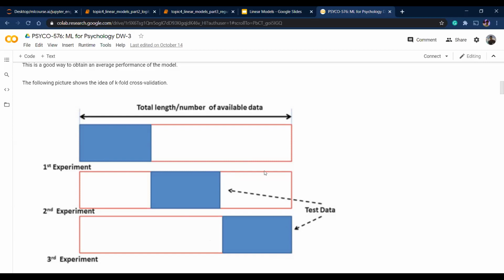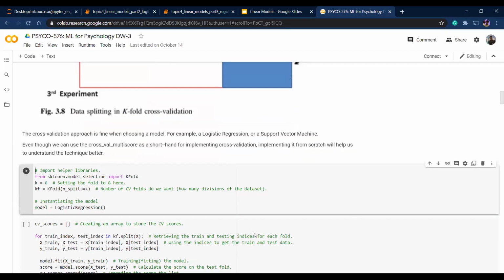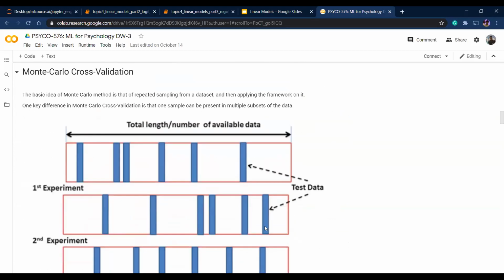So how cross-validation works is you train on this, train on this, train on this, and on each iteration you test on a different subset of data. One thing to note here is all the test sets are mutually exclusive, or disjoint, from the previous iteration. So you don't see any overlap between the iterations. And this is called k-fold cross-validation, or generally vanilla or simple cross-validation, where k equals 3 in this case. And the next type of cross-validation is Monte Carlo cross-validation.